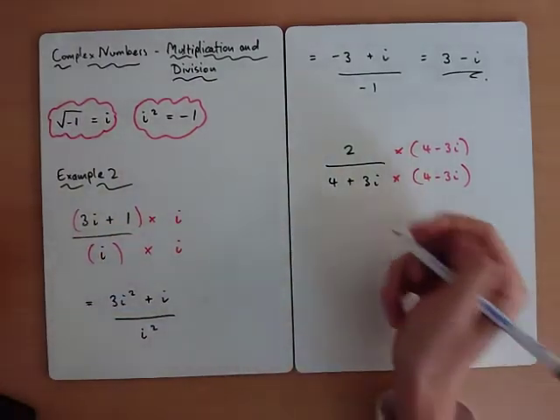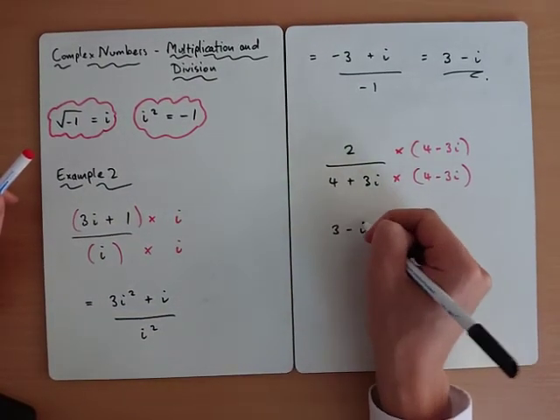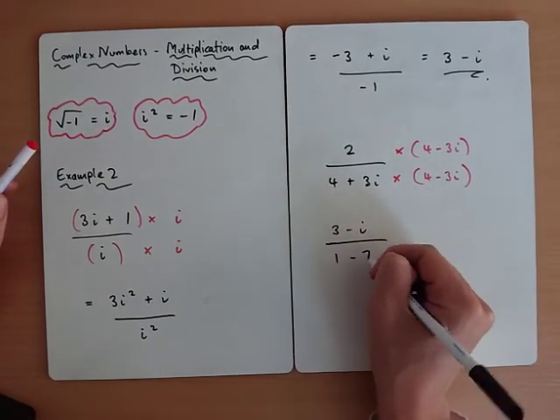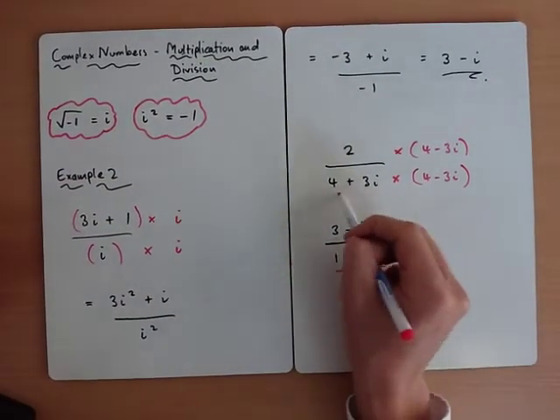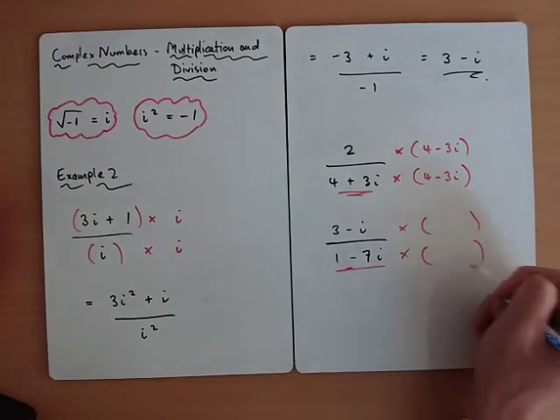If we had, I don't know, 3 minus i all divided by 1 minus 7i. Again, your focus is just on your denominator, and you'd multiply the top and the bottom by 1 plus 7i.